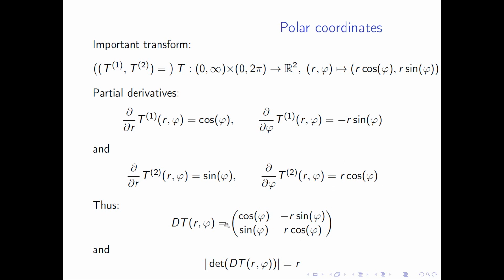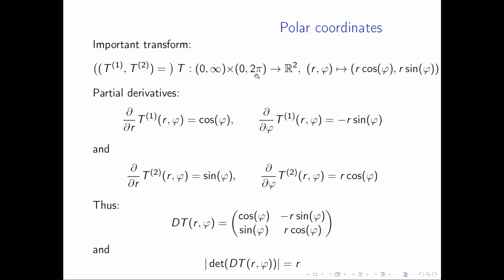So this is our Jacobi matrix, and in the next step we can compute the determinant of this 2 times 2 matrix. This is cosine phi times r cosine phi plus, minus sine phi times minus r sine phi. So we have an r in each expression, and behind the r we have cosine squared plus sine squared, and cosine squared plus sine squared is 1, so only the r survives here. Okay, so we have this map, which is a C1 diffeomorphism.